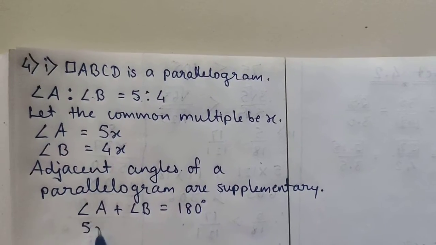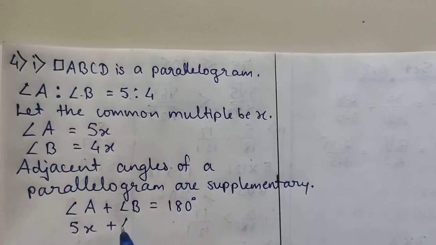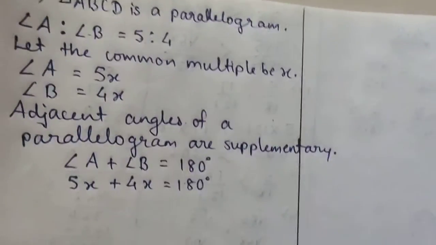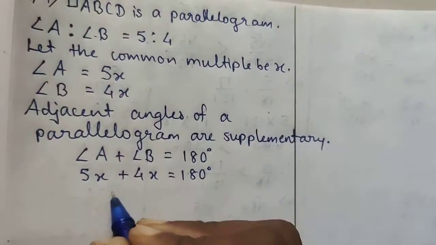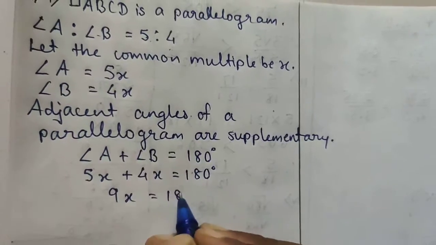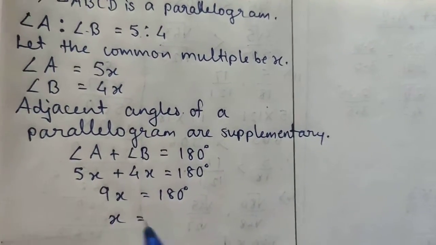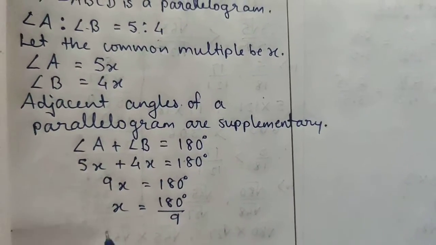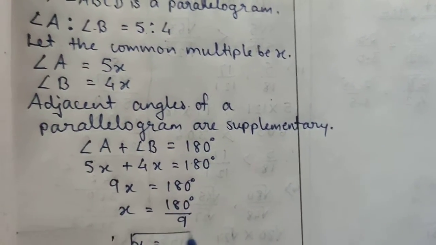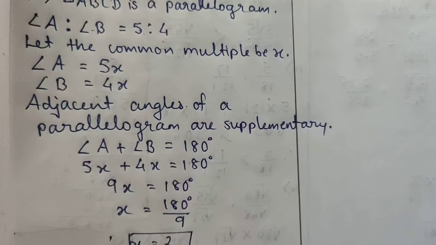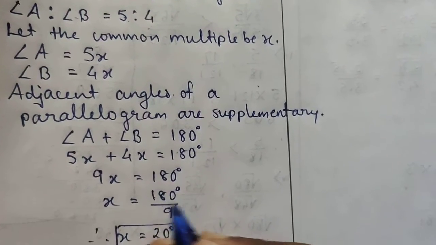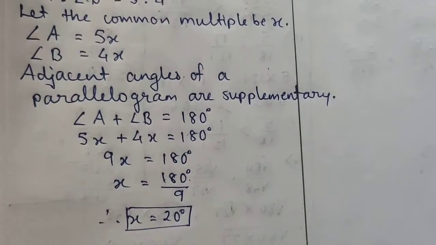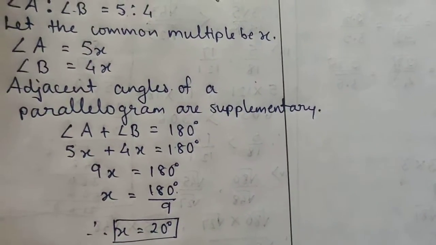Now substitute the values. Angle A is 5x, angle B is 4x. So this becomes 180 degrees. Now simplify it. 5x plus 4x becomes 9x is equal to 180 degrees. So x equals 180 degrees upon 9. Finally, if you do cancellation, you are going to get 20 degrees, because 9 2s are 18 and 1 0. So we got x is equal to 20 degrees, and we want angle B only.